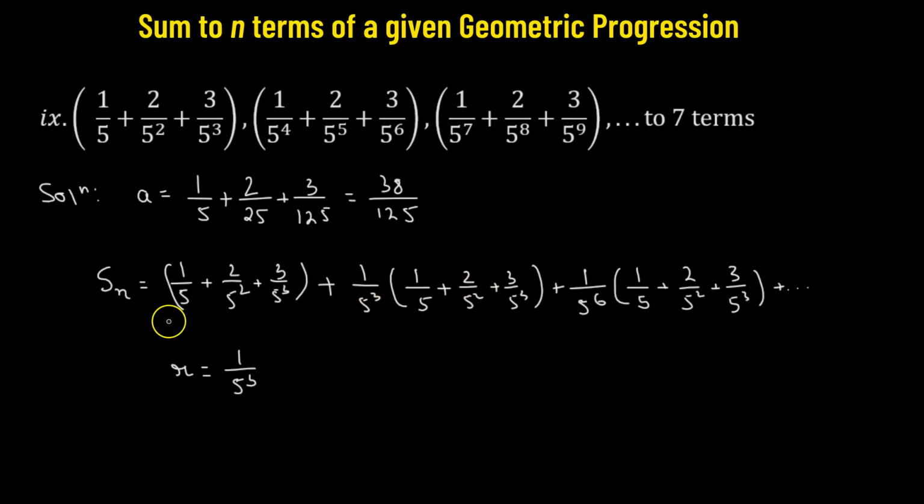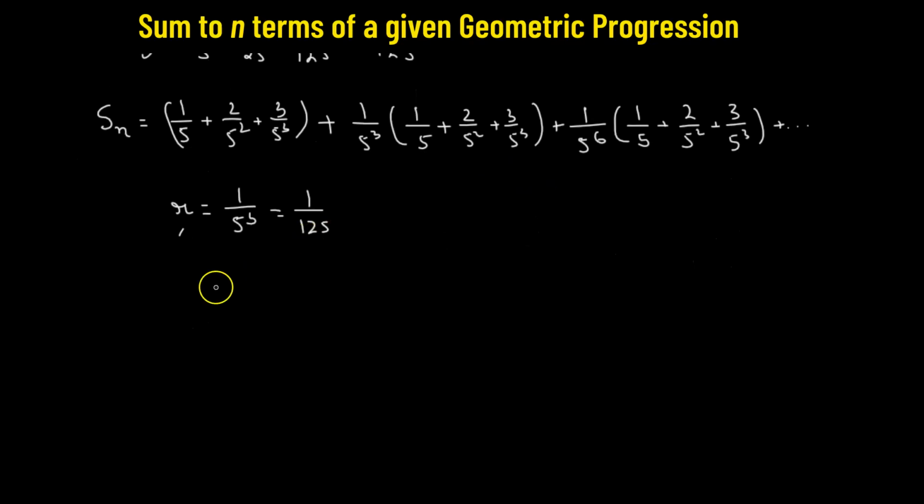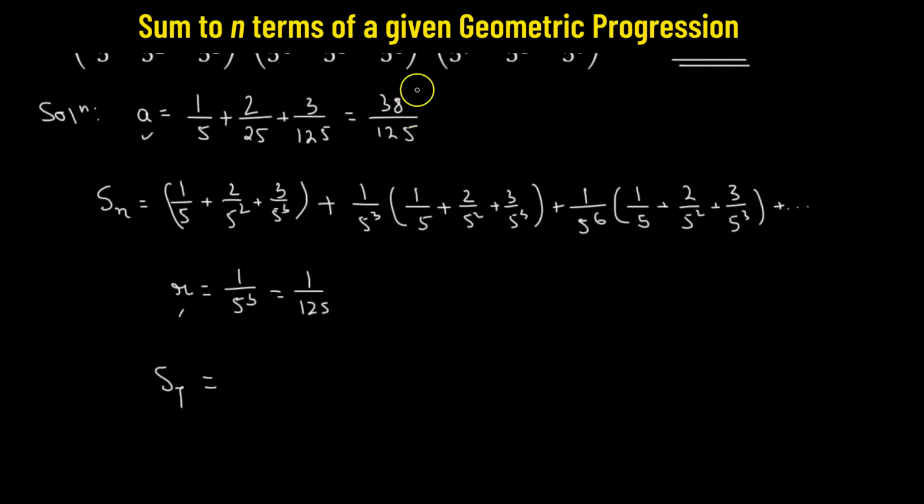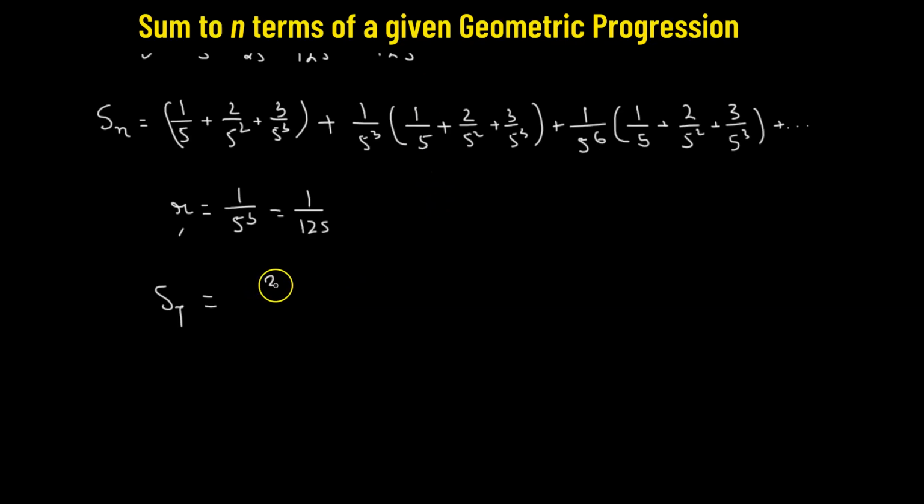If we take the second term and divide it by the first term, we get 1 over 5 cubed, which is 1 divided by 125. Or if we take the third term and divide it by the second term, we still get the same common ratio of 1 over 125. So now that we have the common ratio r as well as the first term, we can obtain our sum to the 7 terms. So S7 will be equal to the first term A, which is 38 over 125.